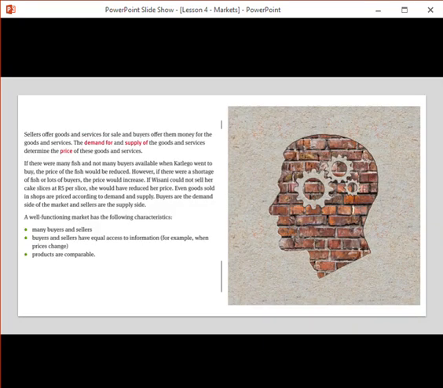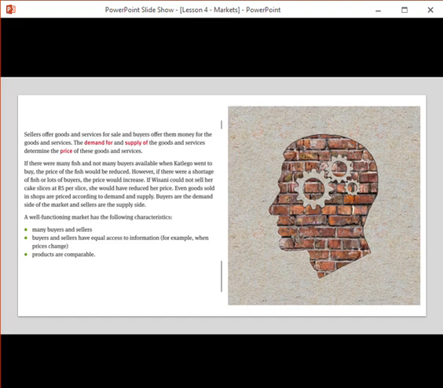Now, we're jumping back to sellers and buyers. Okay, so let's just think again. Sellers offer goods and services for sale, and buyers offer them money for the goods and services. So the demand for and the supply of goods and services will determine the price.